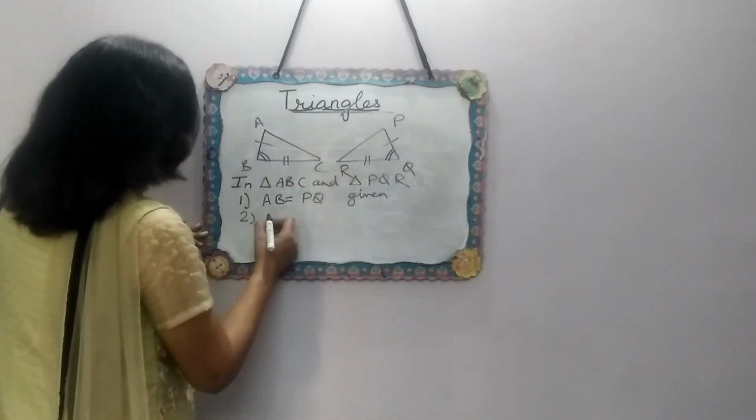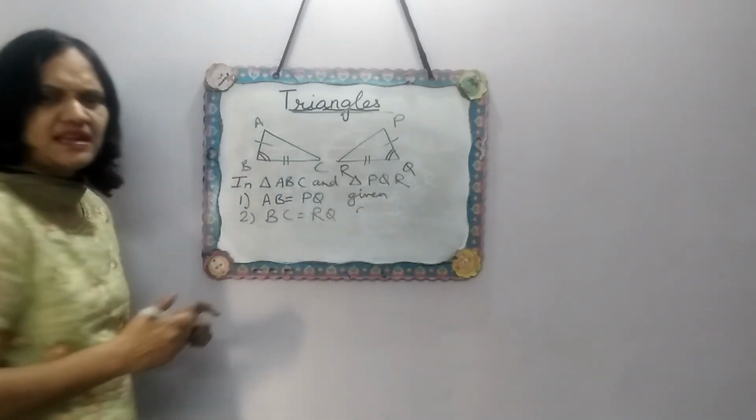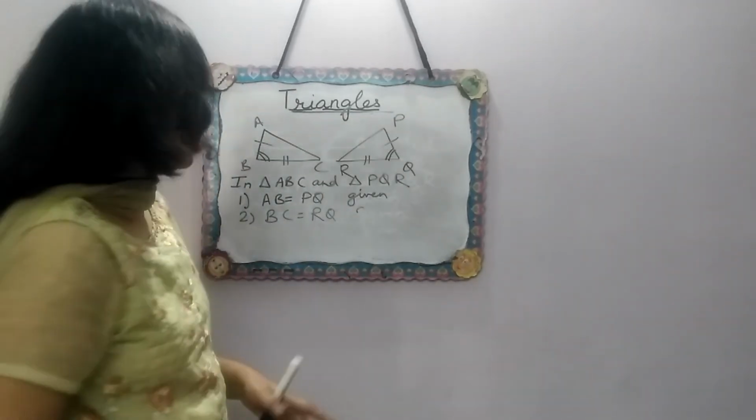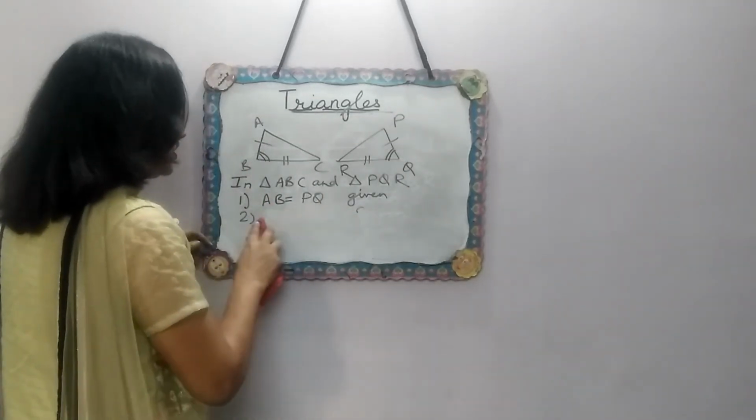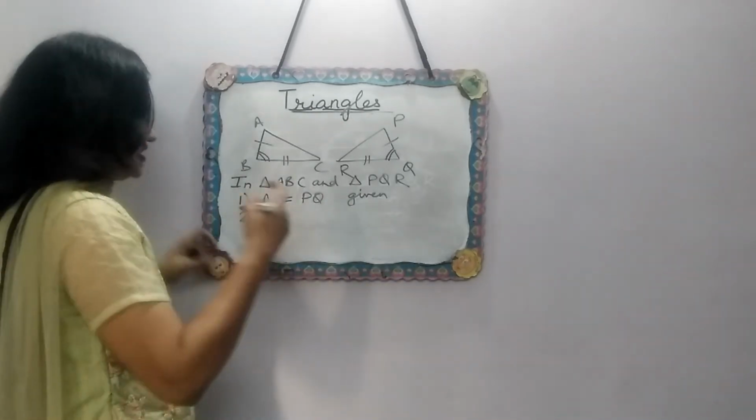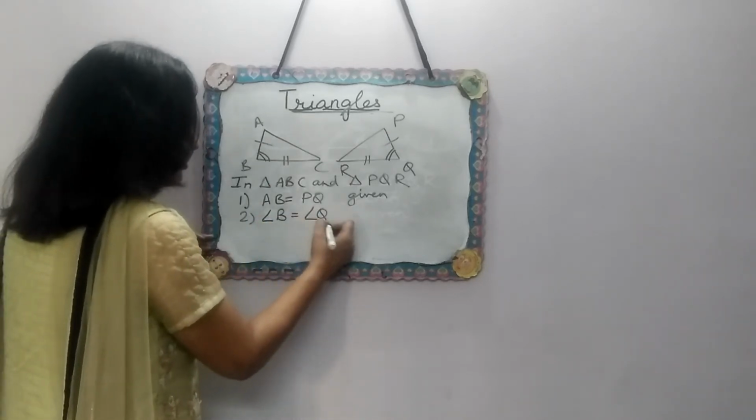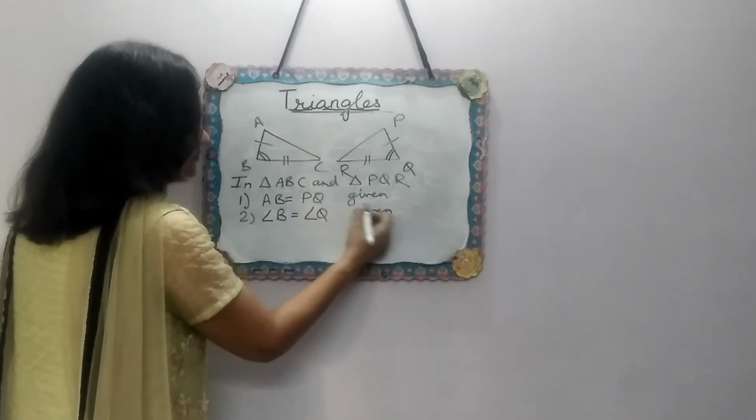BC equal to RQ. Again, it's given in the question. But don't write this first, because we will be using the SAS property, it's better to write in the same order. Side, then angle. Angle B is equal to angle Q. Again, given in the question.